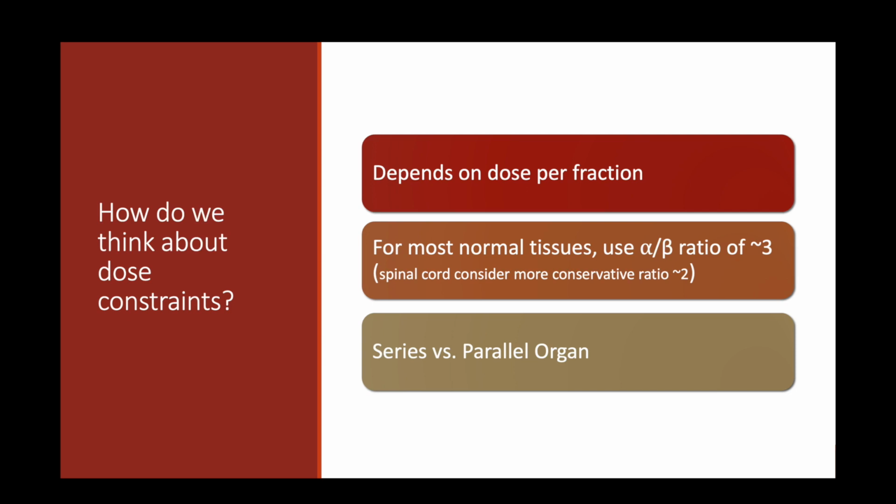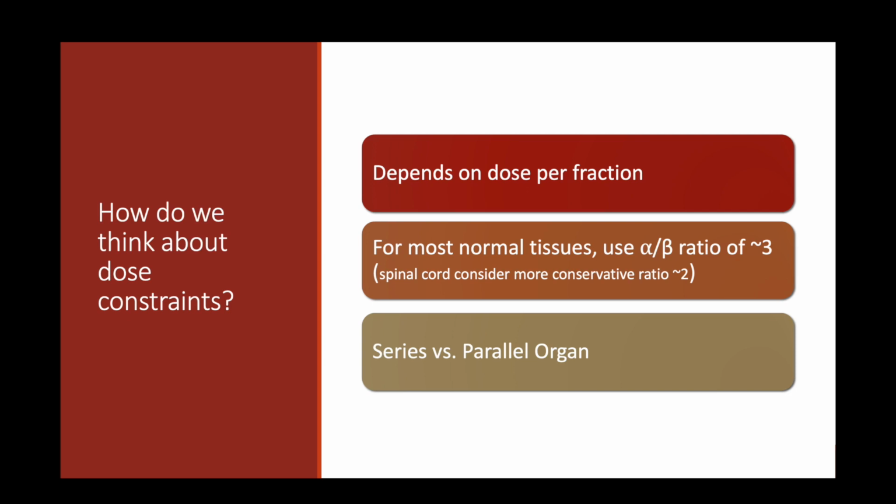And a given tissue can actually have a different alpha-beta ratio depending on if we're looking at an acute toxicity or if we're looking at a late toxicity. So alpha-beta ratio of 3 is hugely oversimplifying it, but it is a useful number to keep in mind when you are quickly evaluating a radiation fractionation regimen in clinic.